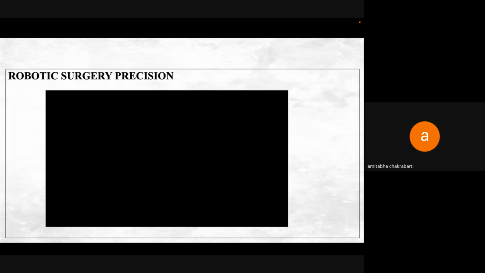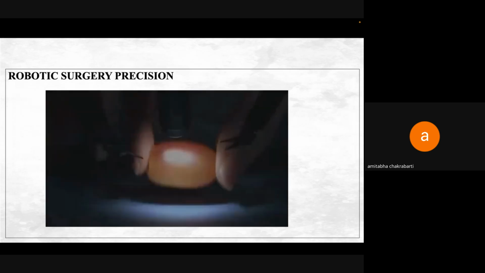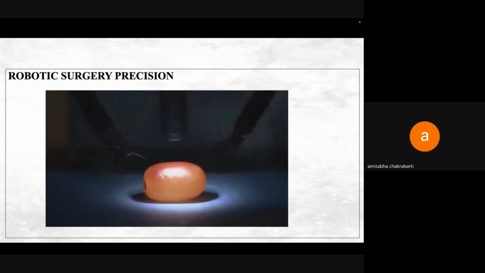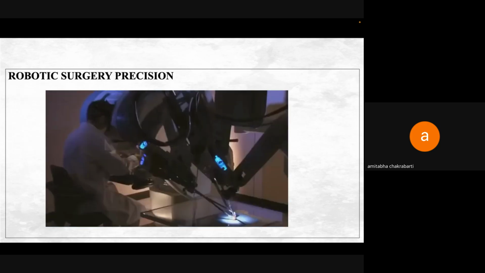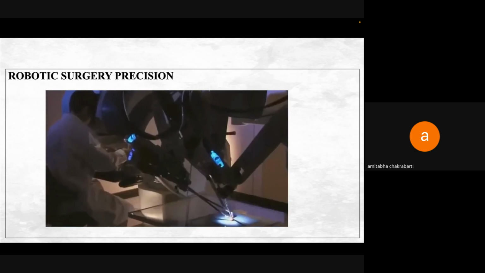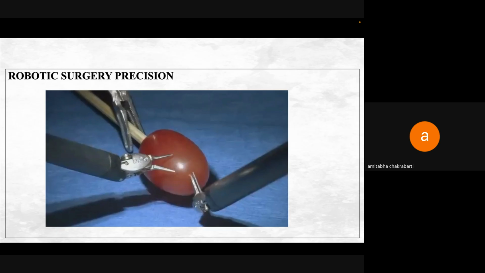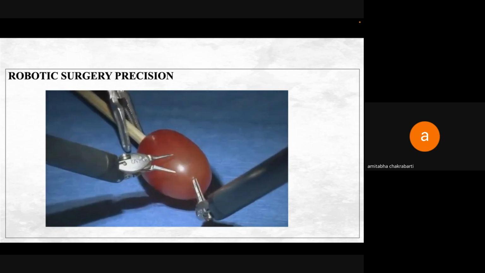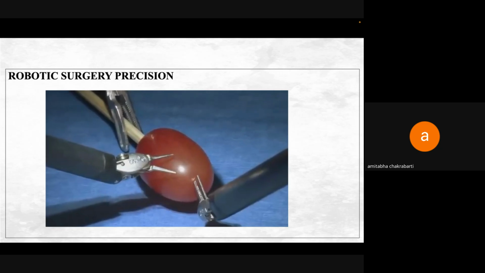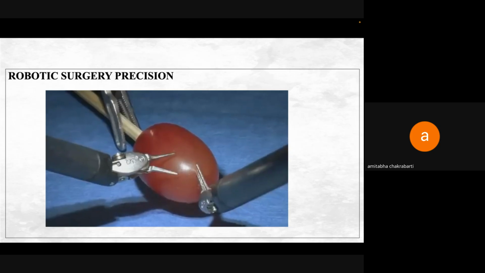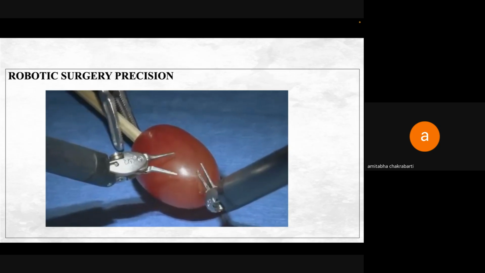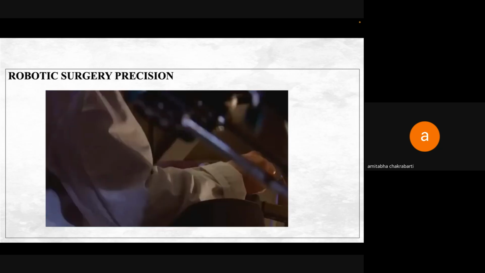This is very important, the robotic surgery precision. This is the precision at which the tremor is lost. To that extent, it is a convincing illustration of how humans and robots can work together to improve surgery. Just look at how it is being peeled with this minimum movement.